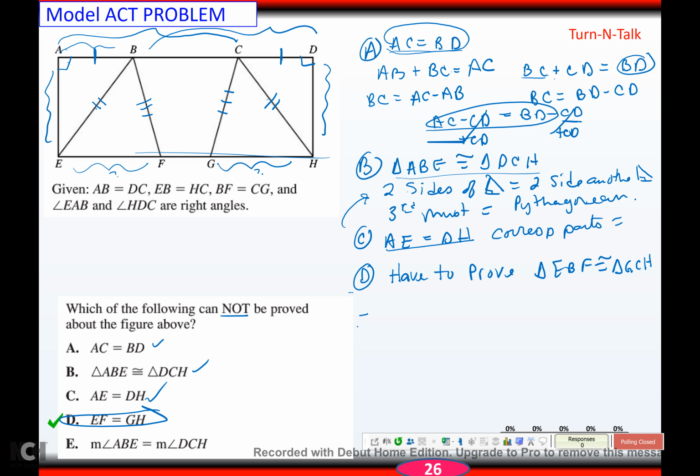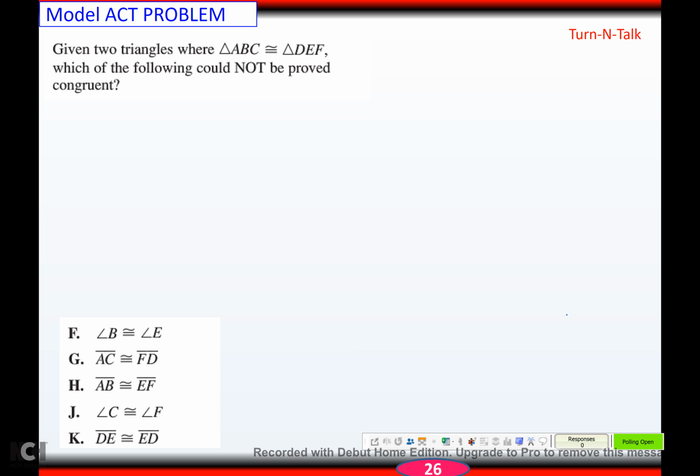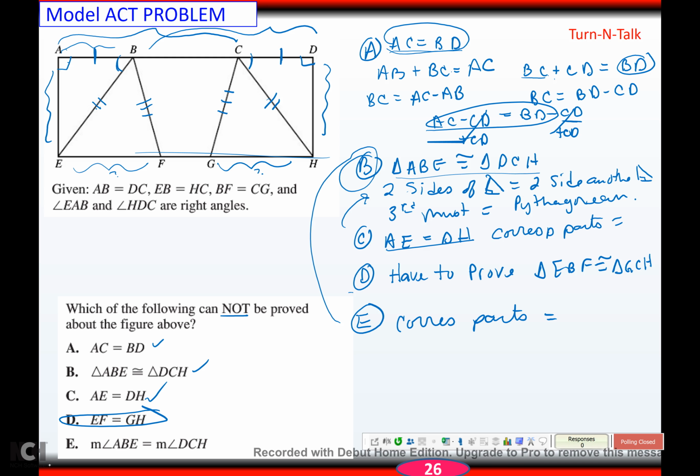Okay, and on E, the measure of angle ABE equal to measure DCH. Well, again, I already proved the triangles are congruent. So yeah, those angles are congruent because corresponding parts of the congruent triangles are congruent. Sorry, didn't mean to flip that fast. Okay, so that would be the one that I couldn't prove.